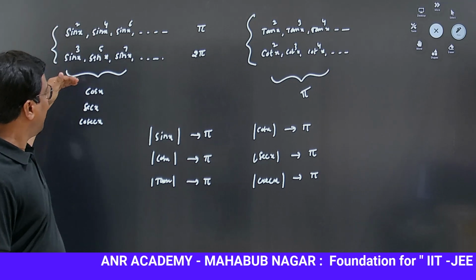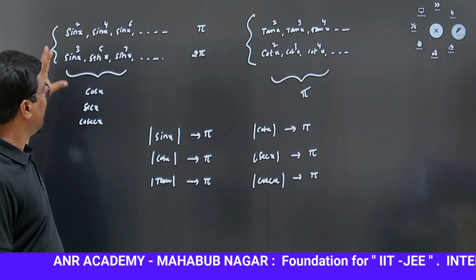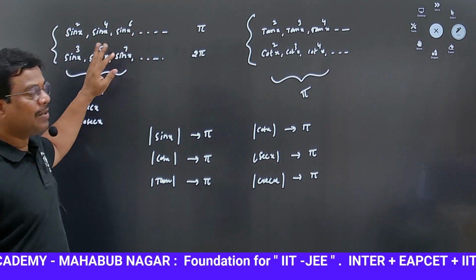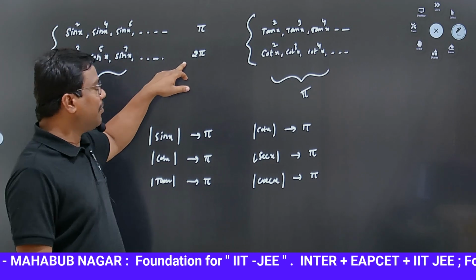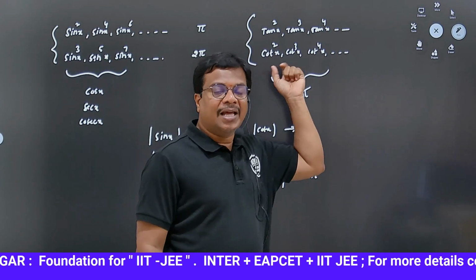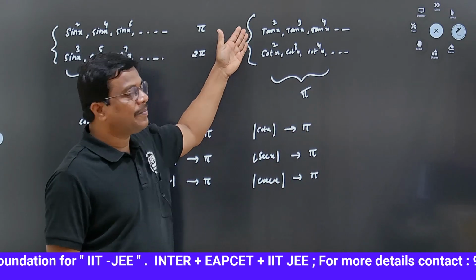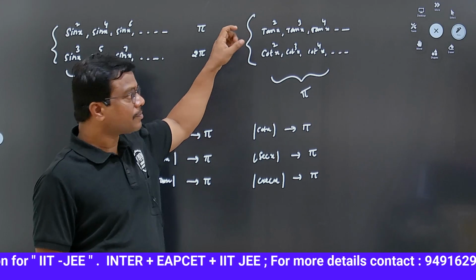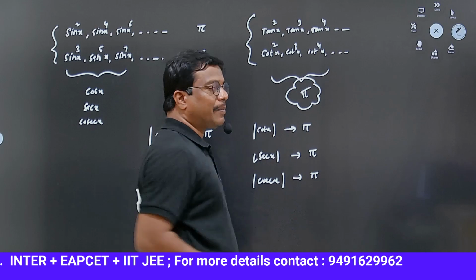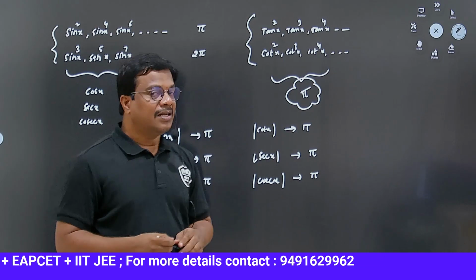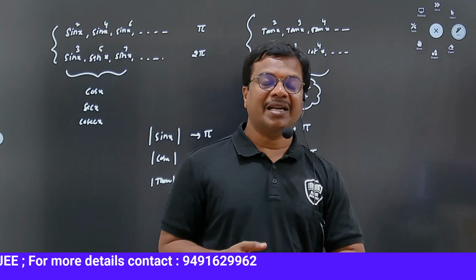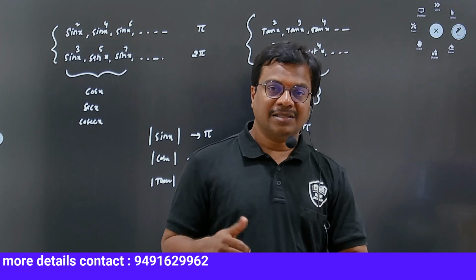For sine, cos, secant and cosecant, if you have an even exponent, then the period is pi. If an odd exponent, both positive and negative values are obtained, therefore the period is 2 pi, remember. And for tan and cot, if the exponent is any natural number, then the period of that function is pi. And we will discuss functional equations and their periodicity in the next session.